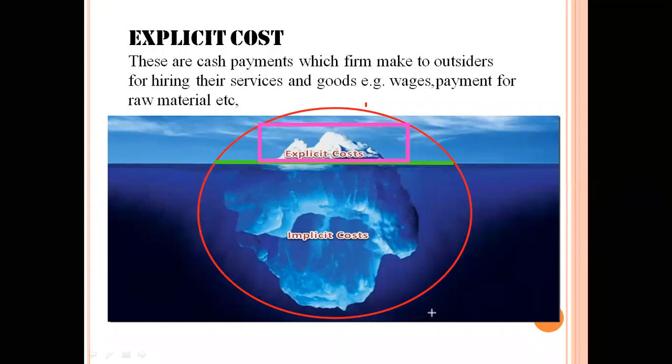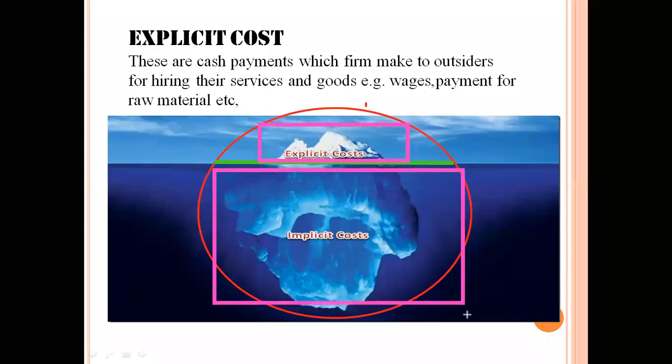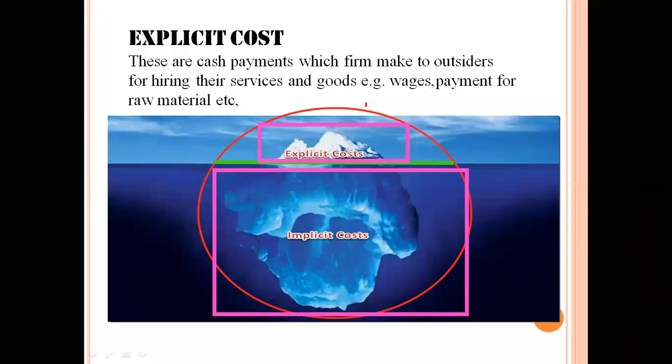But this cost is the implicit cost. The point arises, why is this the implicit cost? Because this cost amount is not observed in paying it to the outsiders. Explicit cost is that cost which we pay to outsiders, because we are hiring their goods, we are hiring their service. So the amount which we are paying to outsiders is known as the explicit cost.